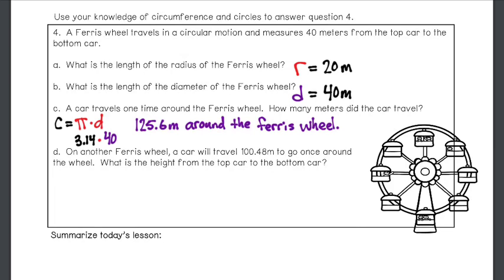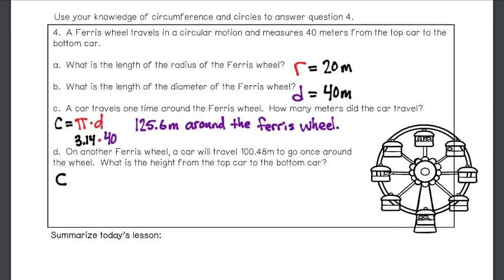And then letter D, our last problem here. Another Ferris wheel. The car can travel 100.48 meters to go once around the Ferris wheel. What's the height from the top car to the bottom car? Now this one's kind of tricky because it tells us the distance traveled around. It doesn't tell us the radius or the diameter, but we can take the distance traveled around like we did before, and if we were to divide it, we can find our answer.